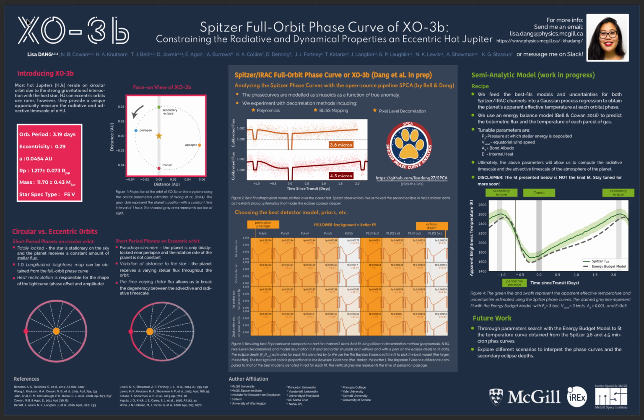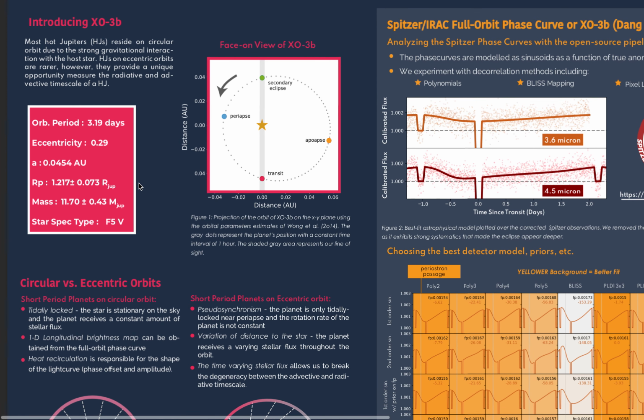So today I'm here to present the analysis of the thermal phase curve of the eccentric hot Jupiter EXO3b. EXO3b is an 11 Jupiter mass gas giant hosted by an F-star on an orbit with an eccentricity of about 0.3 and an orbital period of over 3 days.